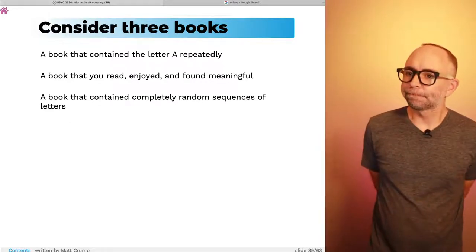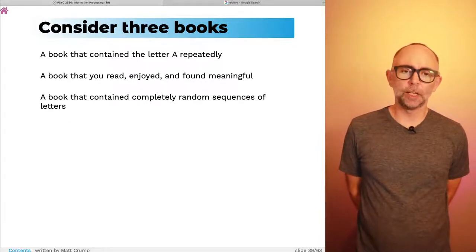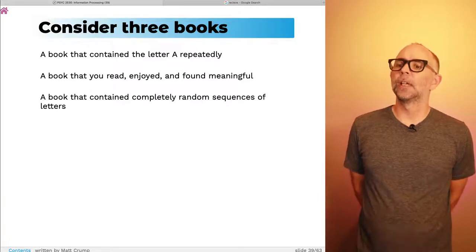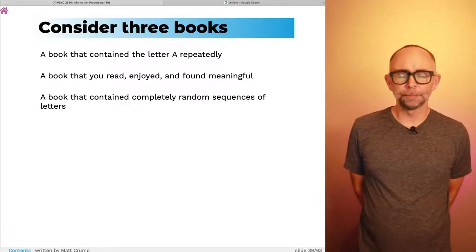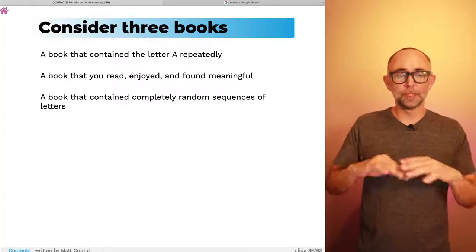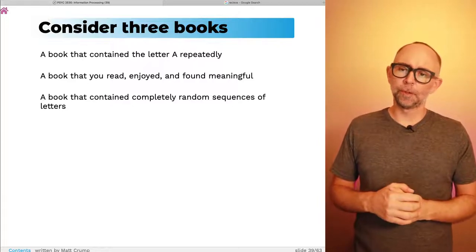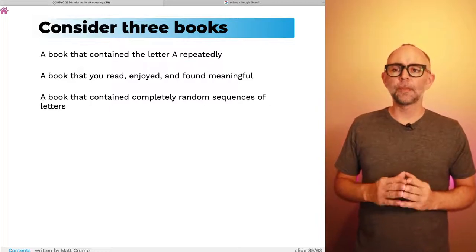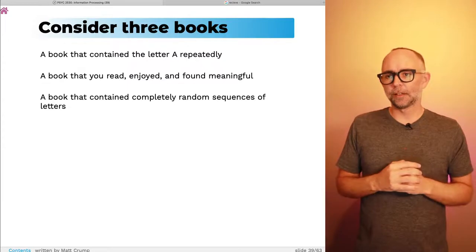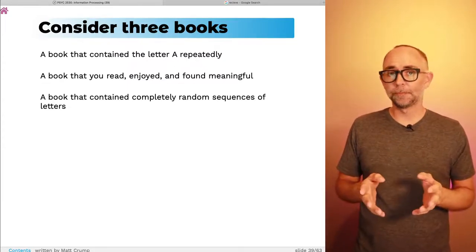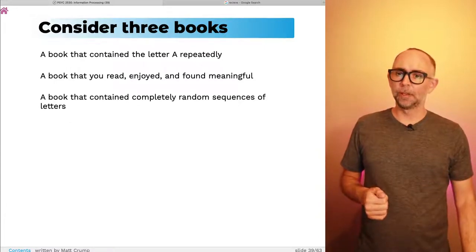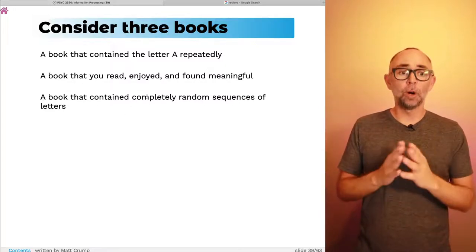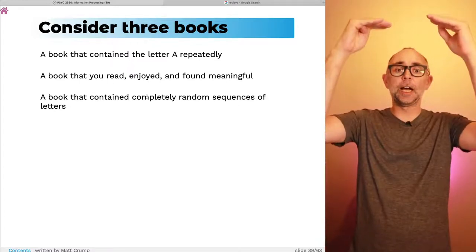We could talk about it like this. Here's three books. If we had a book that just contained the letter A repeatedly, that would have very low information. We could have a book that you read, enjoyed, and found meaningful. Now, this book would have a whole bunch of words in it, different letters and stuff like that. Let's also consider the third book, a book that contained completely random sequences of letters. Now, in regular natural text, letters don't occur totally randomly. So using the H formula, this kind of book would have a medium amount of information. And this kind of book that's totally random would actually have the highest amount of information.